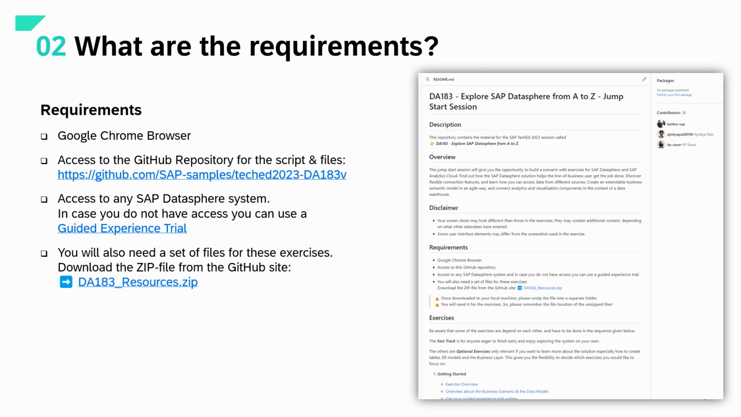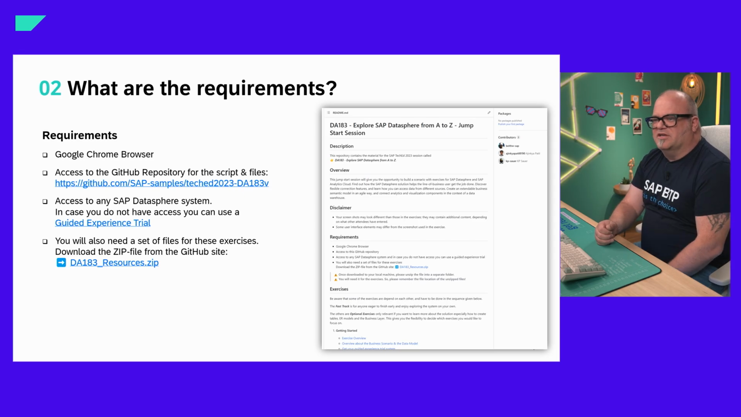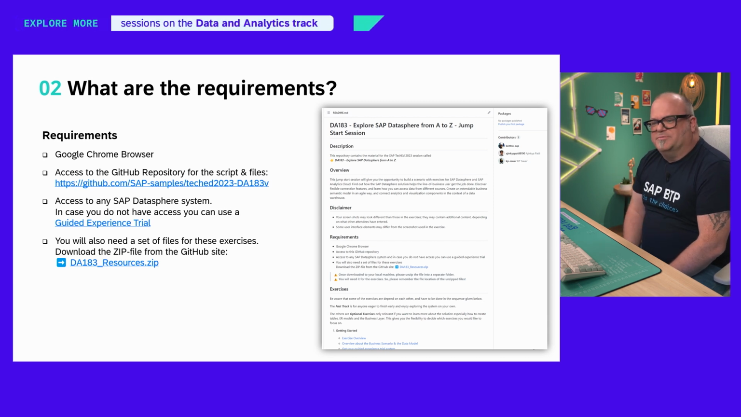But let's come to the requirements first. First and foremost, you need a Google Chrome browser. That's the supported browser we're using here. You need access to the GitHub repository, which you find here on the slide. You could also search for it with TechEd 2023 and then the session ID, DA183v, and you get to the GitHub repository.